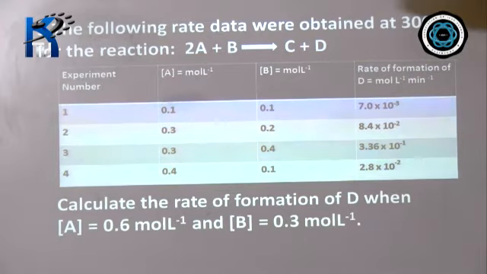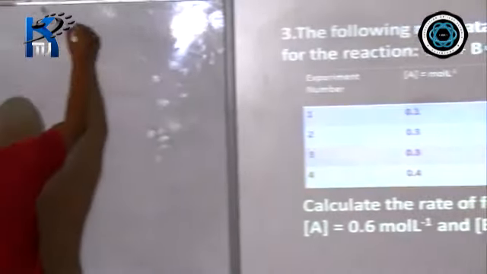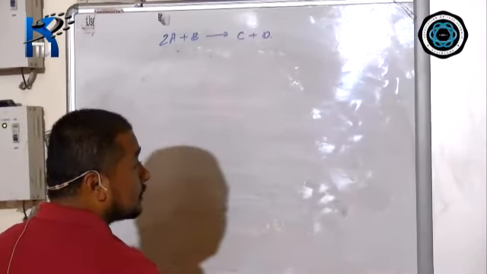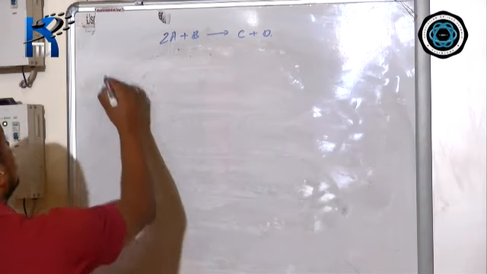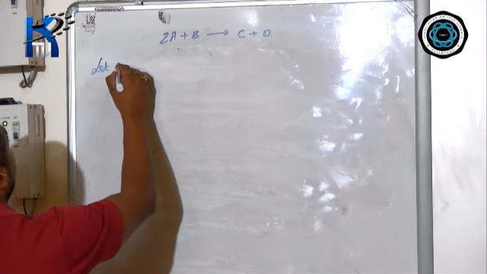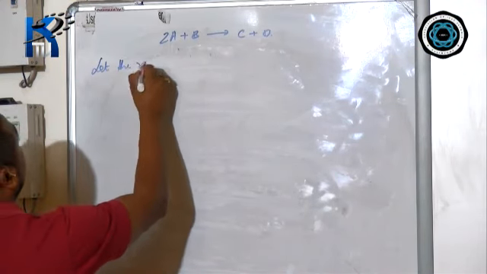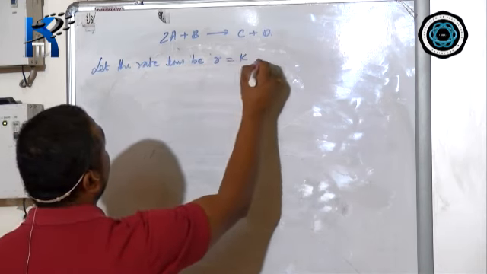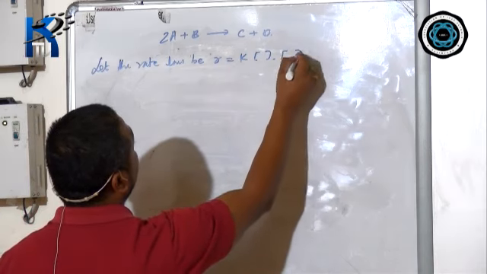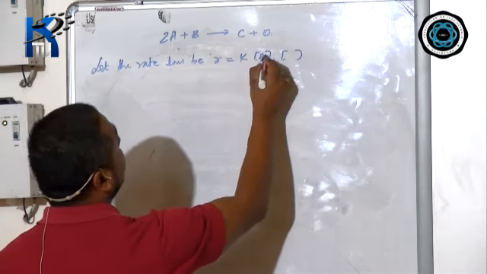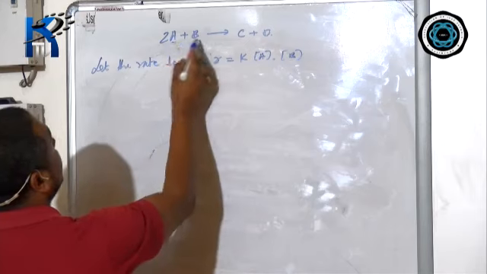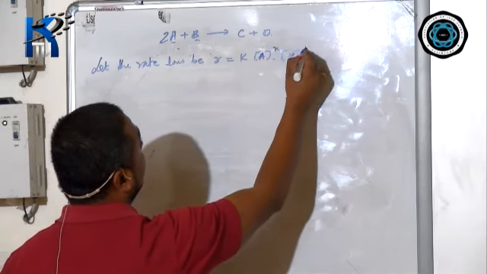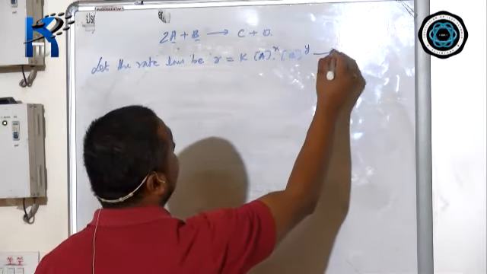So in this question, 2A plus B gives you C plus D. This is a question of chemical kinetics. So let us suppose the order first, though they have not asked you. Let the rate law be R is equal to K, concentration of reactants. And who all are the reactants here? One is A, one is B. There are 2 reactants, A and B. Let us suppose the order of A to be x and B to be y. Let it be equation 1.